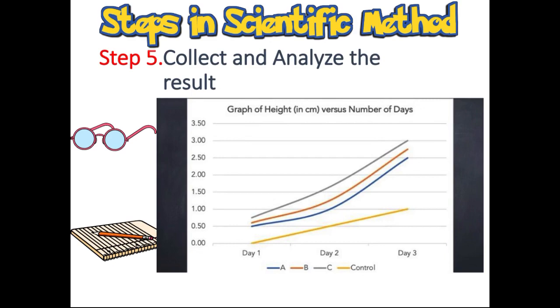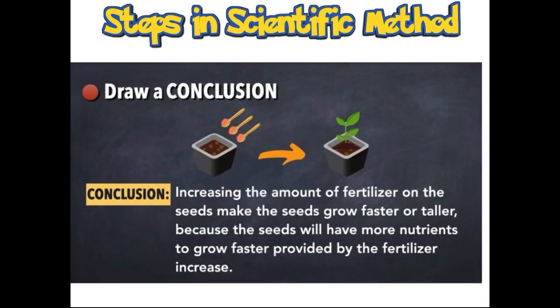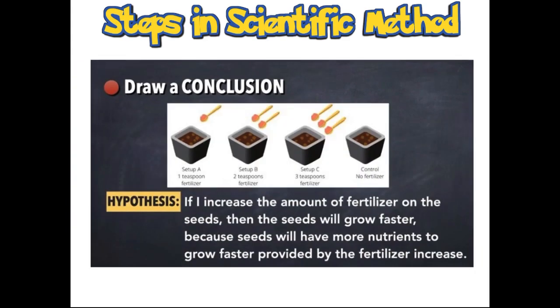After analyzing the result, it's time for you to make a conclusion. Conclusion is a judgment based on the result of an experiment. Now, based on the result of our experiment, our conclusion would be increasing the amount of fertilizer on the seeds makes the seeds grow faster or taller, because the seeds will have more nutrients to grow faster provided by the fertilizer increase.